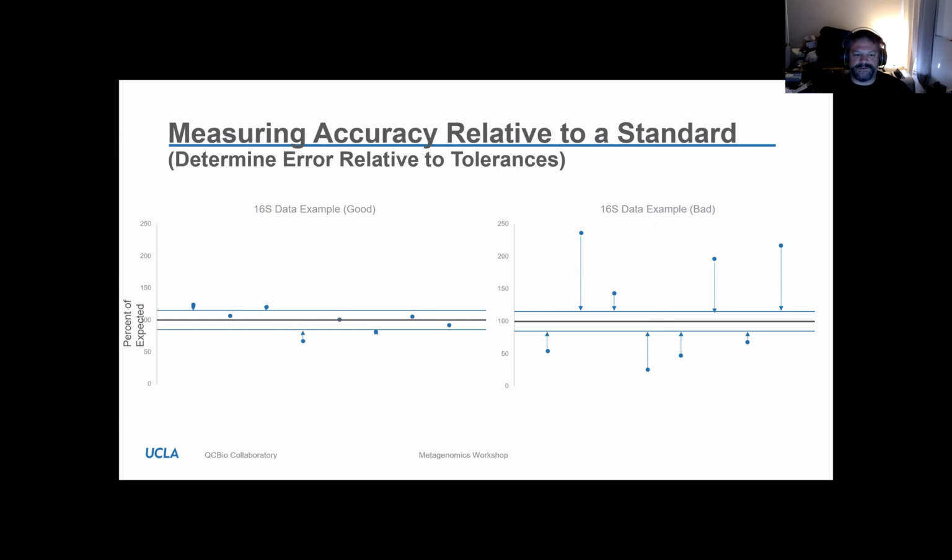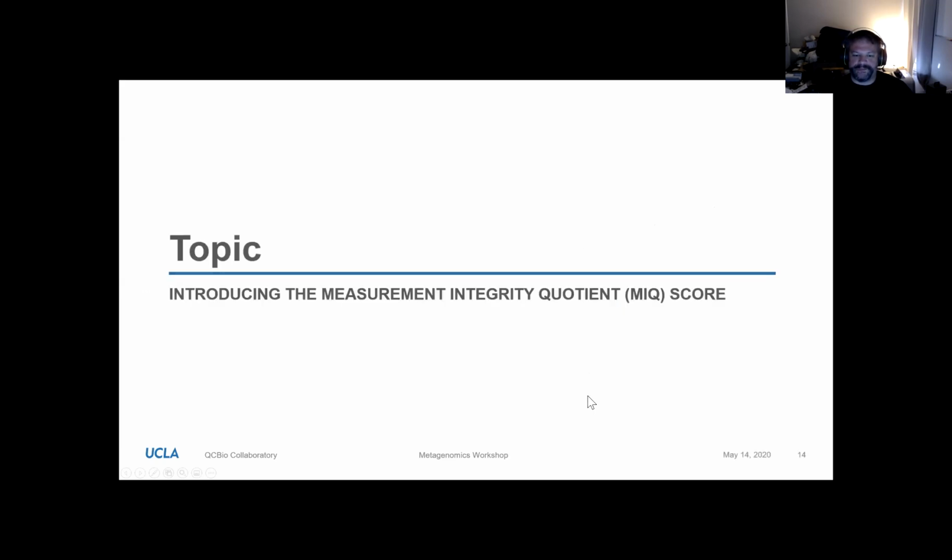So it kind of becomes obvious at this point how we can quantify accuracy or inaccuracy. We're just looking at these residuals between what we observed in terms of relative percentages and this band where it's as accurate as it can possibly be given the standard. And this is where we have a scoring system called the Mike score.